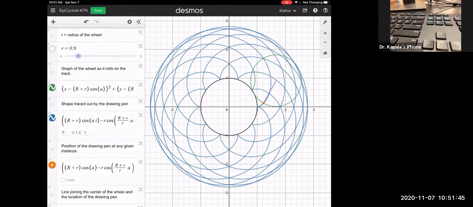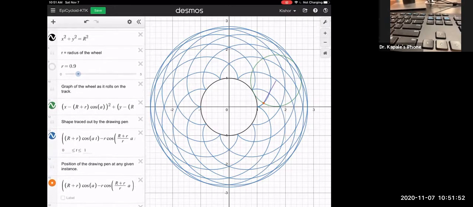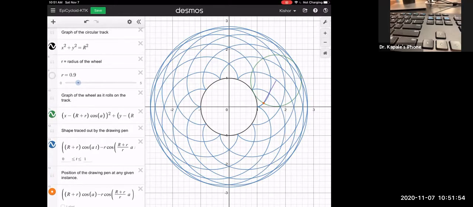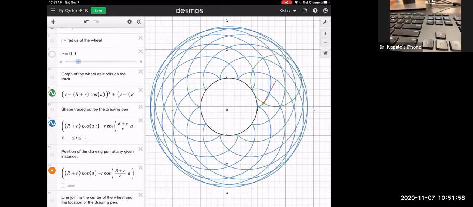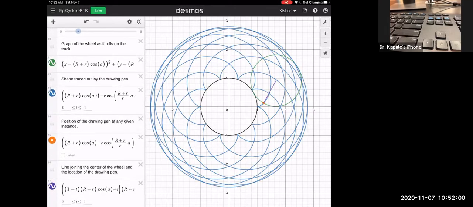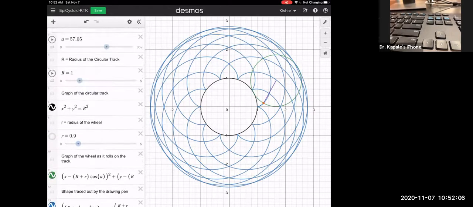Okay, and then these curves here are the ones that are making the drawing, and the labels are self-explanatory, so I'm not going to explain those to you. There's the graph of the wheel, for example, as it rolls. Number 10, number 12 is the shape traced out by the drawing pen. That's the drawing position of the drawing pen. And I have done this so that you can see how these curves are generated.